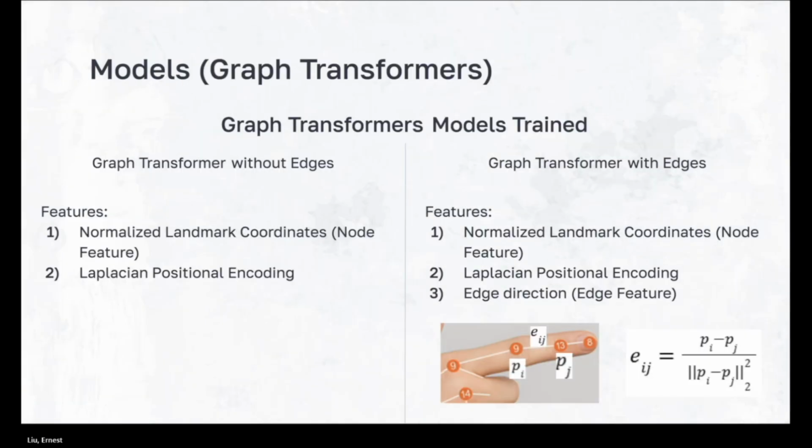So we've trained 2 graph transformer models. The first one is a graph transformer without edges, which consists of the normalized landmark coordinates, and the second feature being the Laplacian positional encoding. For the graph transformer with edges, it consists of these 2 features as well as the third feature, which represents the edge direction. And this is the formulation that we've used to calculate that.